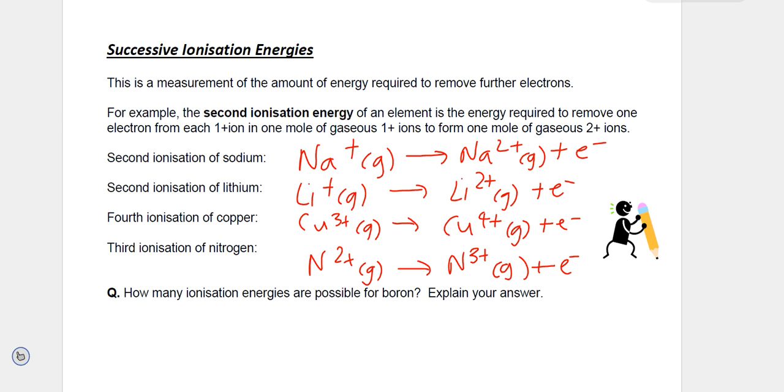This last question, how many ionization energies are possible for boron? It's not a trick question. What you've got to think about is, how many electrons does boron have? Obviously, you'd look at a periodic table, you'd find boron, you'd look at the atomic number, and that would tell you the number of protons. And we know that the number of protons and the number of electrons must be the same for an atom. So boron, atomic number 5, has 5 protons, 5 electrons. The electrons we're interested in for ionization energies, it's got 5 electrons, so we could potentially remove all 5 electrons. So boron would have 5 different ionization energies: to remove the first, and to remove the second, and so on, all the way up to the 5th electron.